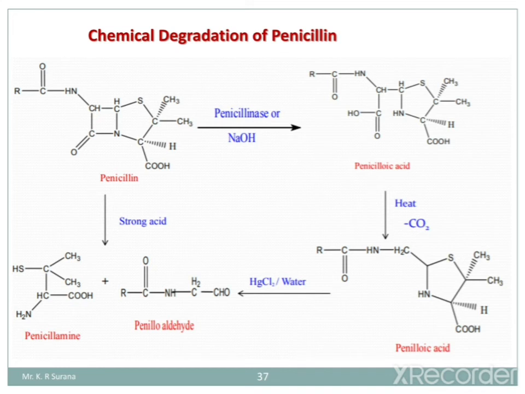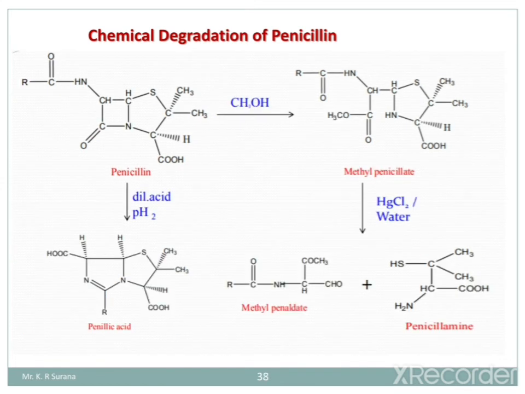And again, the penicilloic acid formed through the penicillinase enzyme, in the presence of heat, by removal of CO2, that is by a decarboxylation reaction, will convert into penilloic acid. Further, in the presence of HgCl2 and water, this penilloic acid will convert into penicillamine and penicillaldehyde. Okay, so this is the first pathway of degradation.